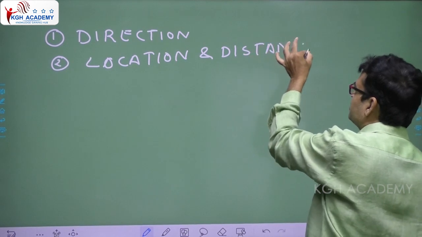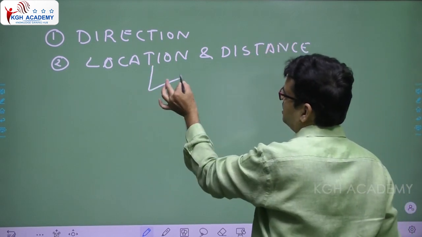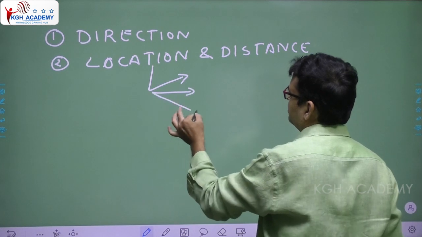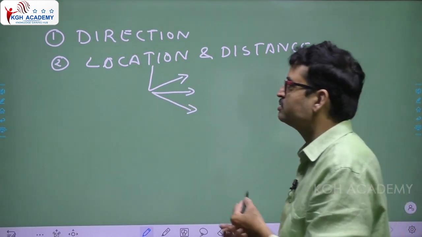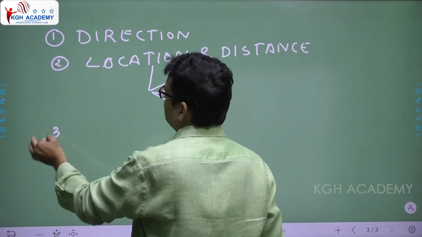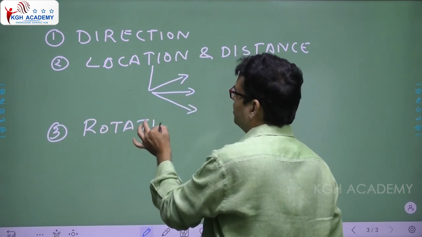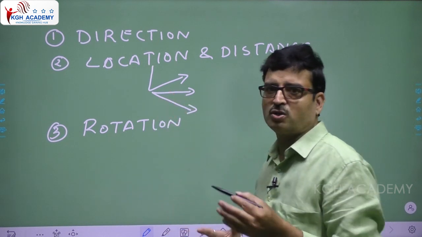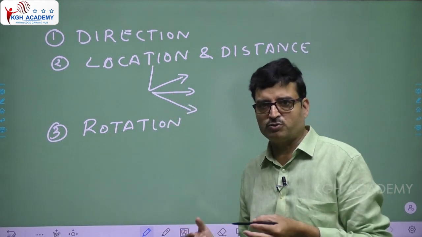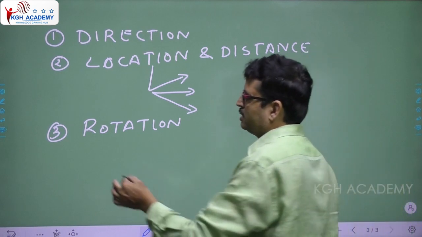Location and distance. Please note, there are three models in this: location and distance. Third one, please note, rotation model. A person is rotating clockwise or anti-clockwise. So how do we have to solve that? Rotation model. Clear? Next.